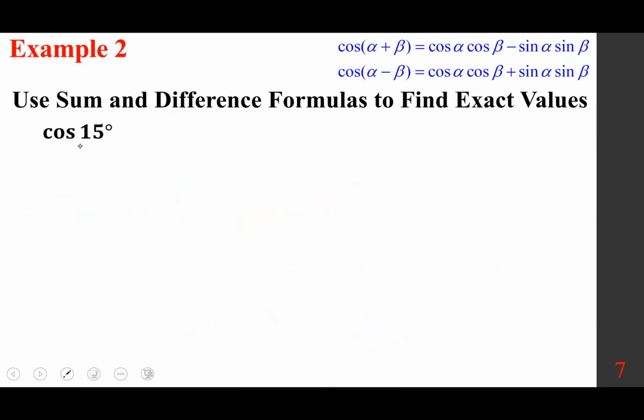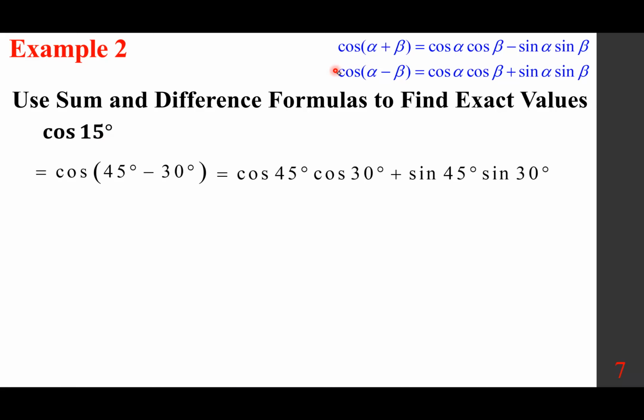We want to find cosine of 15 degrees. I think it's easy to see it's cosine of 45 minus 30. So we're going to use this formula. Cosine alpha cosine beta plus sine alpha sine beta. That means cosine of 45 cosine of 30 plus sine of 45 sine of 30.